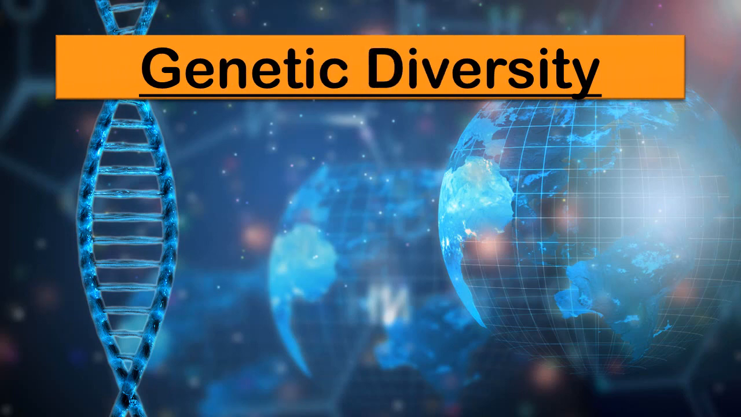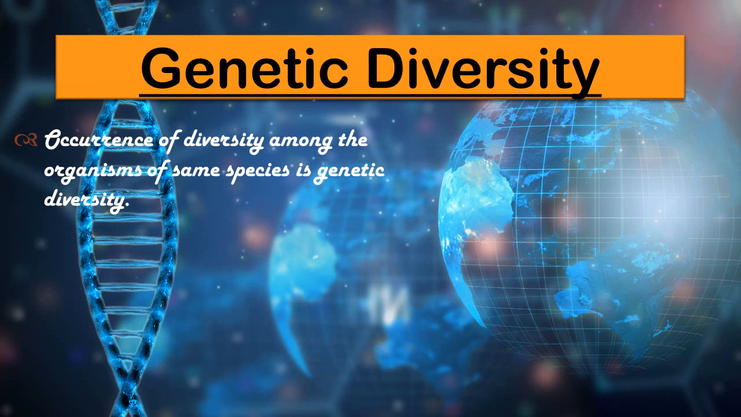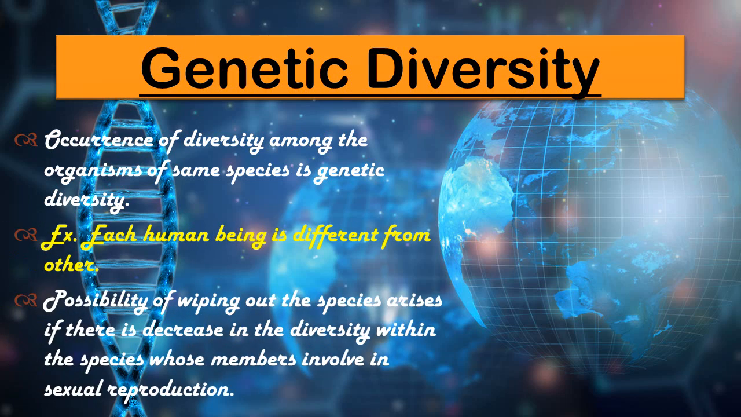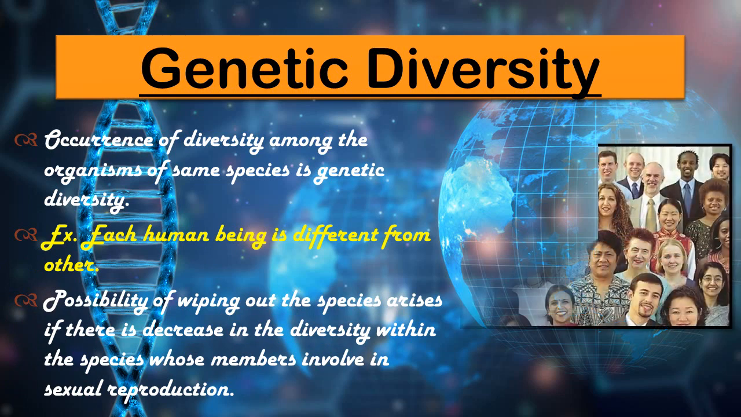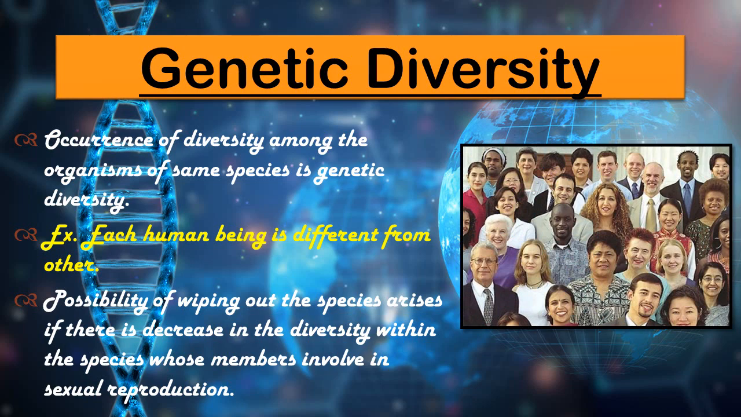So first let's look at genetic diversity. What is it? Students, the occurrence of diversity among the organisms of the same species is genetic diversity. That means different diversity within the same species of organisms. For example, each human being is different from another. The possibility of wiping out a species arises when there is a decrease in the diversity within the species whose members are involved in sexual reproduction. So this is genetic diversity.